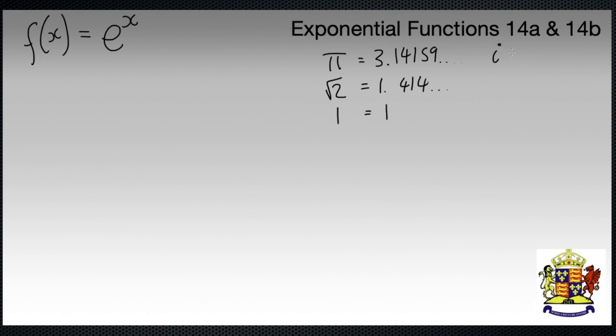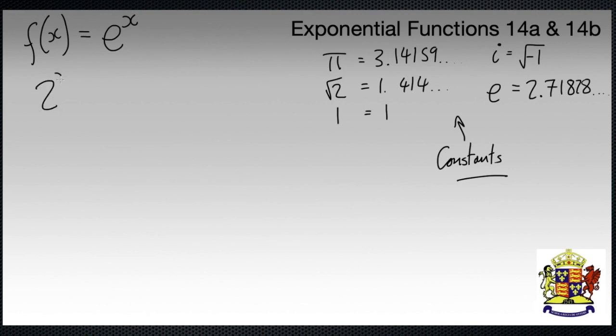Further maths, you may have come across i, square root of -1. And e is just another number. Okay, and if you type it into your calculator, you get e coming out to 2.71828... Okay, so these are all just constants. They're just mathematical constants that we know. So e doesn't do anything special, it's just a number. So basically the graph of e to the x comes between the graph of 2 to the x and the graph of 3 to the x.